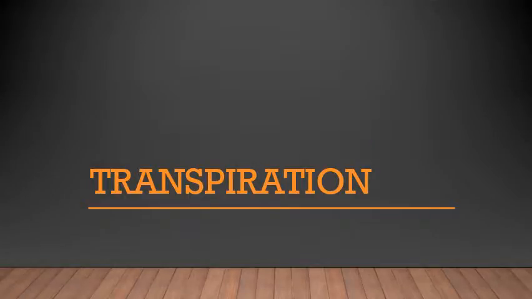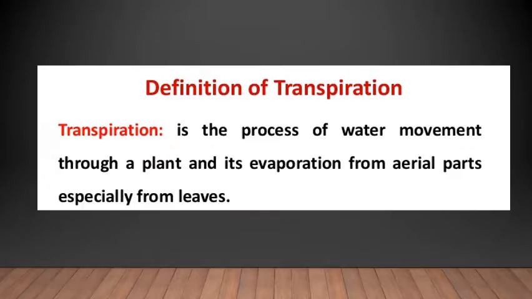Transpiration. By definition, transpiration is the process of water movement through a plant and its evaporation from the aerial parts, especially from the leaves. Plants release a lot of water into the air through this process. We will learn more in a later chapter.